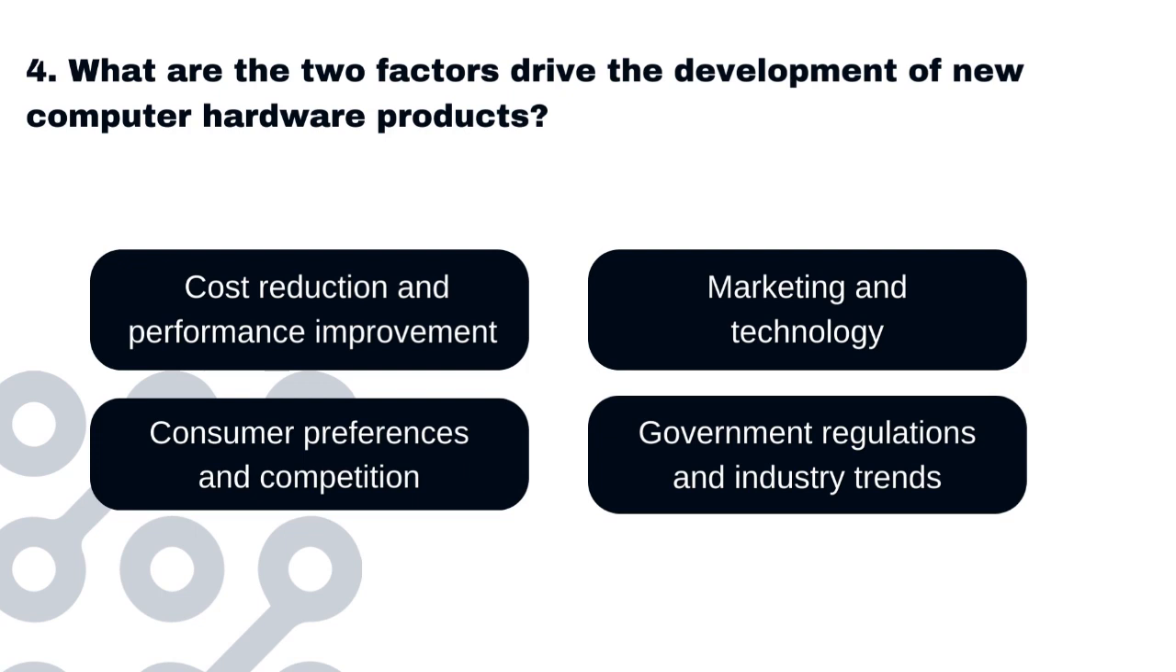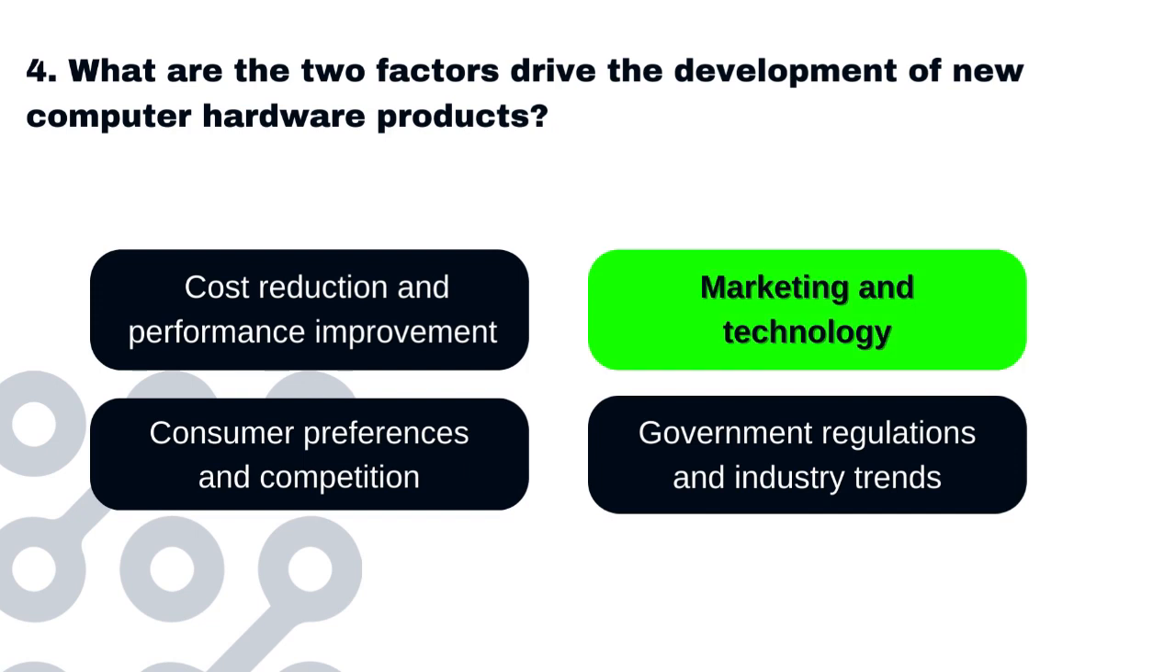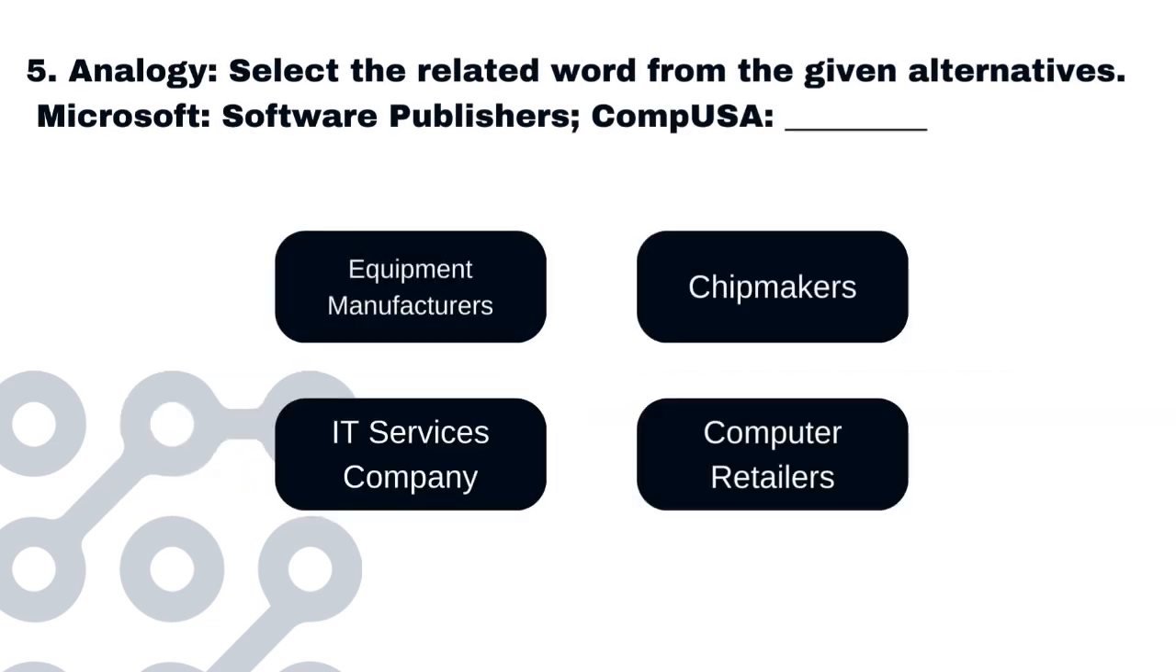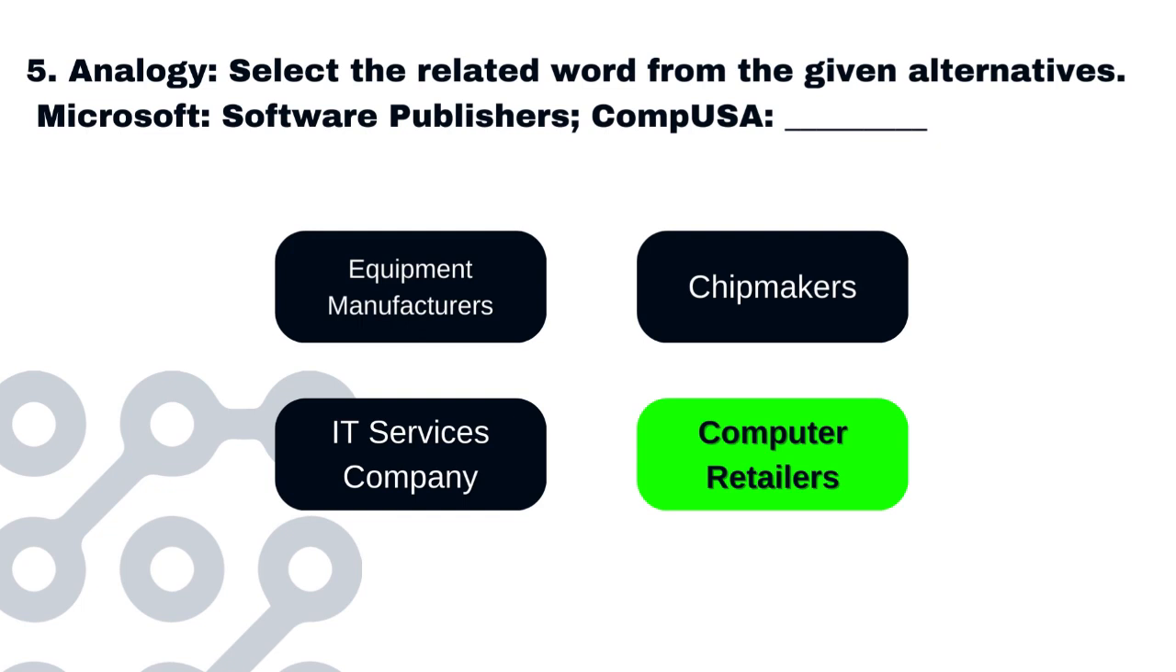Question number 4. What are the 2 factors that drive the development of new computer hardware products? And the correct answer is marketing and technology. Number 5. If Microsoft is for software publishers, CompUSA is for? The correct answer is computer retailers.